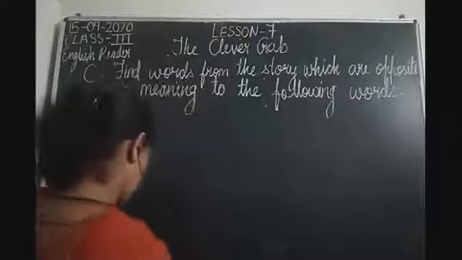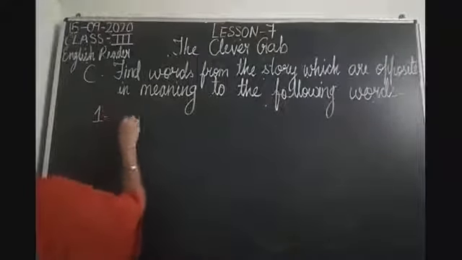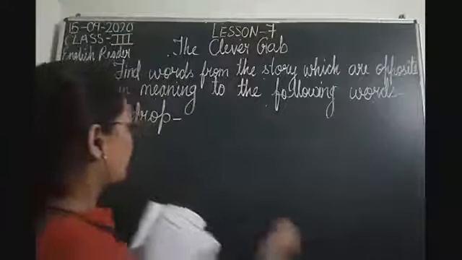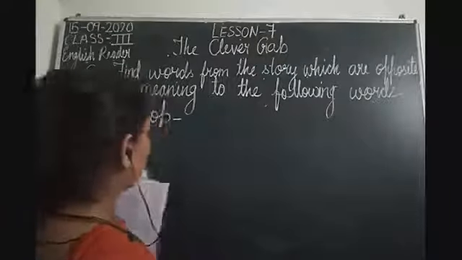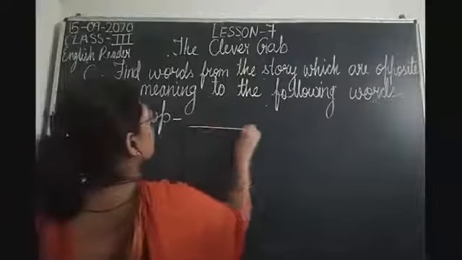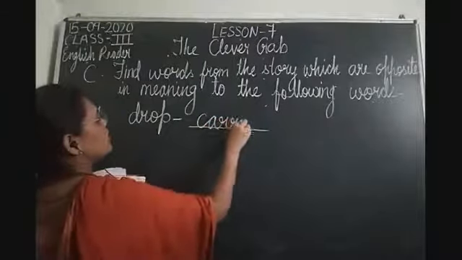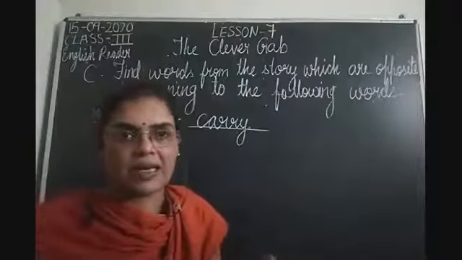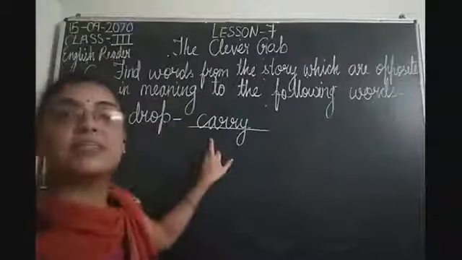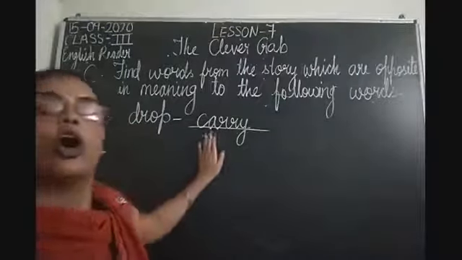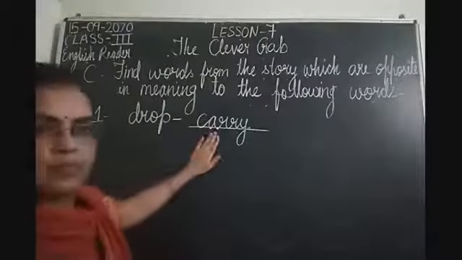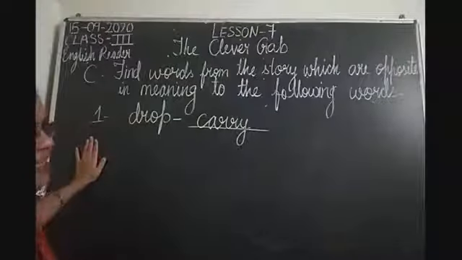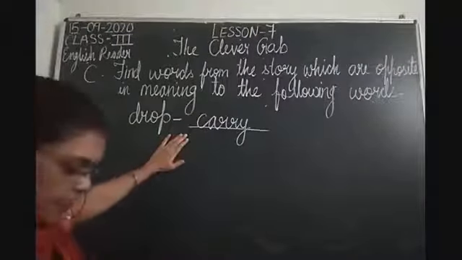So let's write the first word. Drop. The word opposite to this word from the story is carry. Fine. What do you mean by drop? Beta, drop means to let something fall, and carry means to pick it up. So drop, the opposite is carry. Please write carry, C-A-R-R-Y. The opposite of drop is carry.